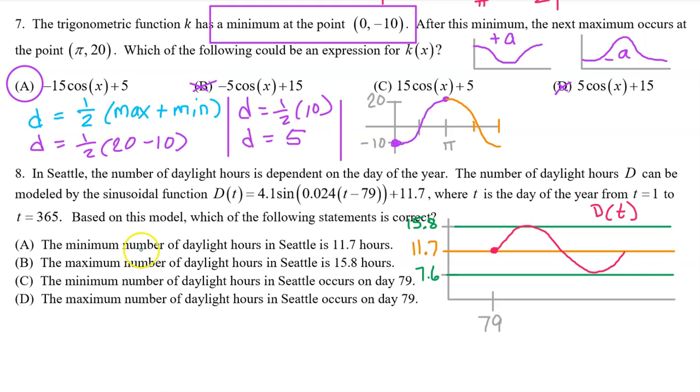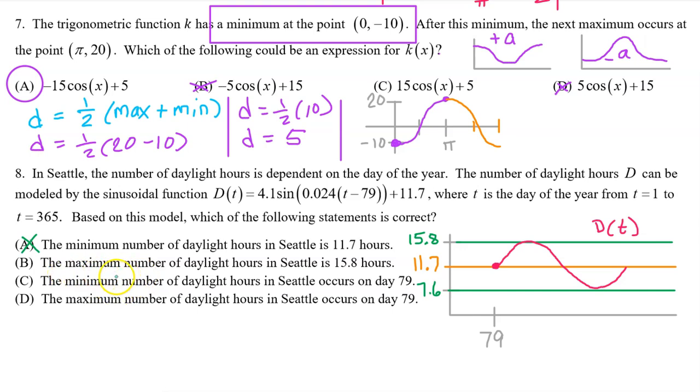Option A says the minimum number of daylight hours in Seattle is 11.7 hours. But 11.7 is the middle number of daylight hours, not the minimum. That would be 7.6. So A is out. Option B says the maximum number of daylight hours is 15.8 hours. That is true. So the answer is B.